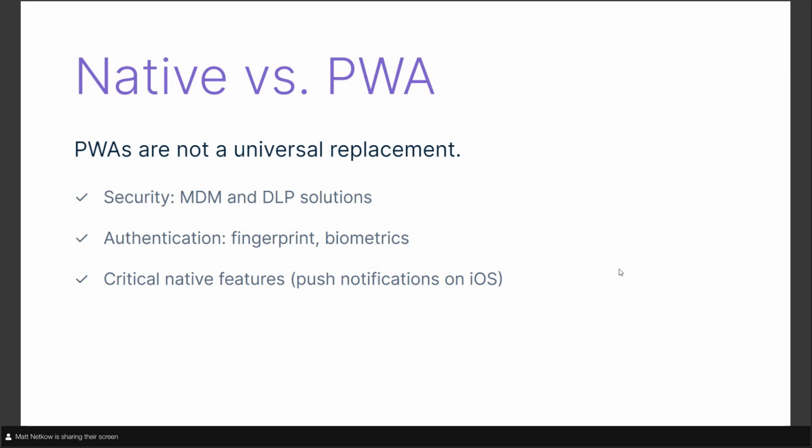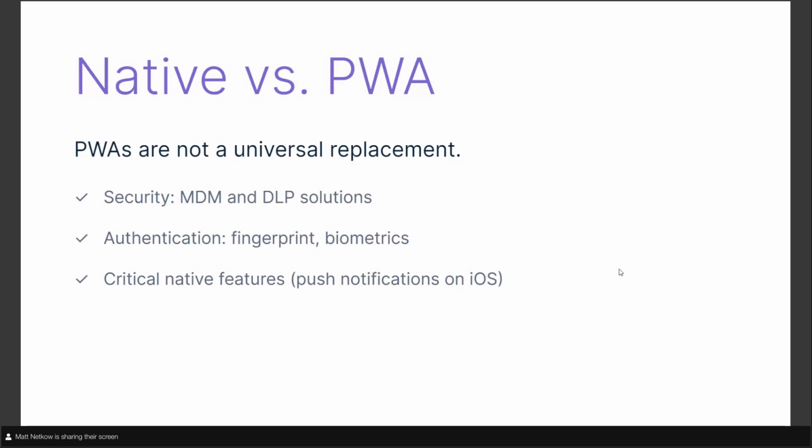So that's one. If security is critical, or you have extremely sensitive data that cannot leak on a user's device, then a PWA may not be right for you. Additionally, there is a bunch of authentication features and hardware features that aren't available, such as fingerprint scanning or biometrics. So biometrics means Face ID, fingerprint unlock. Those types of features are only available with native mobile apps.